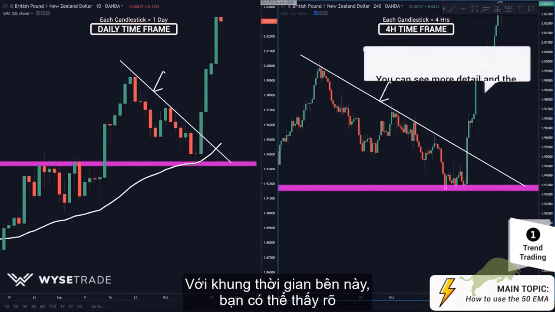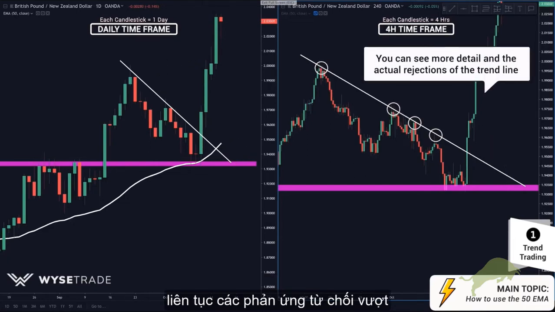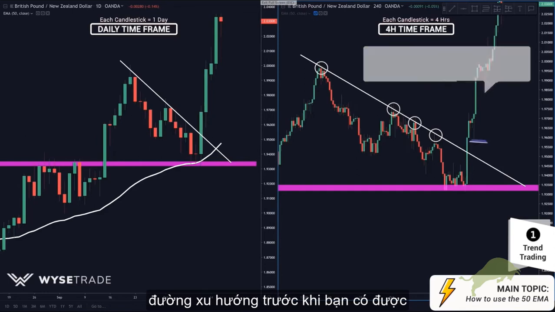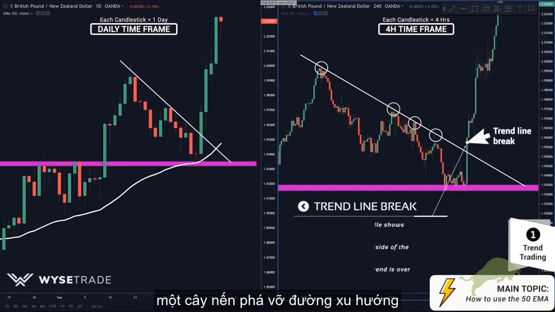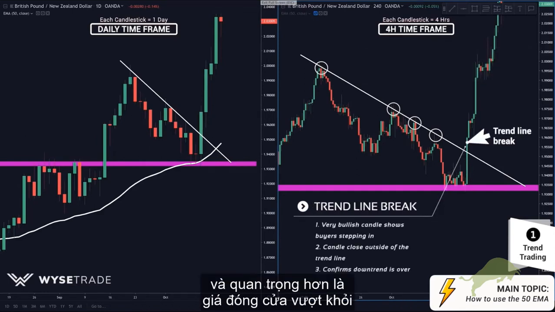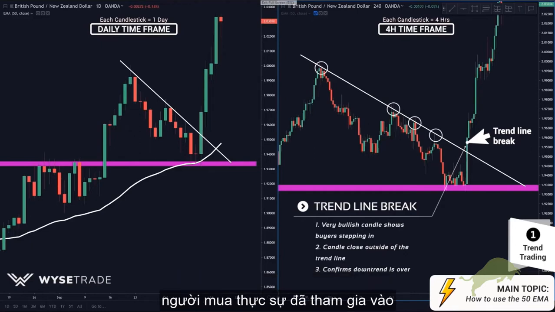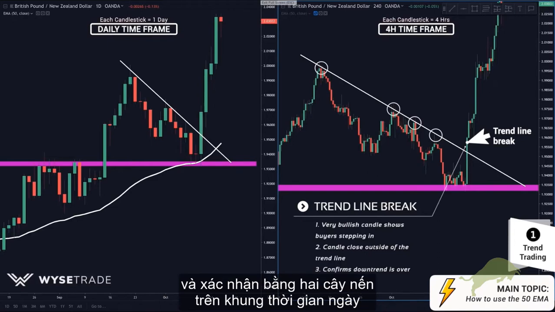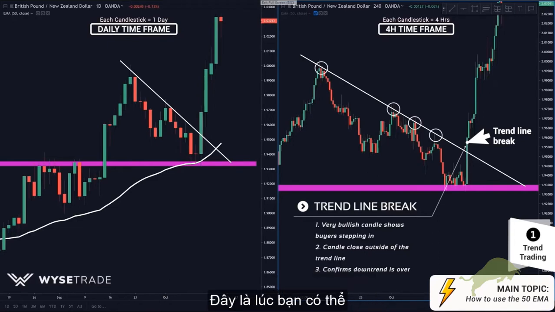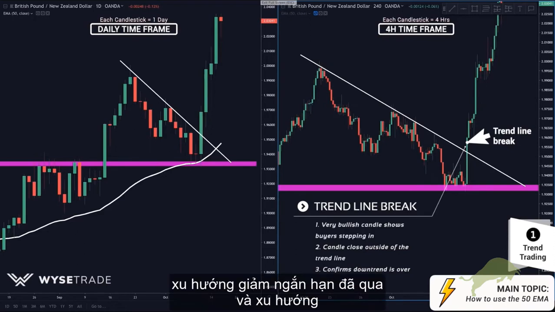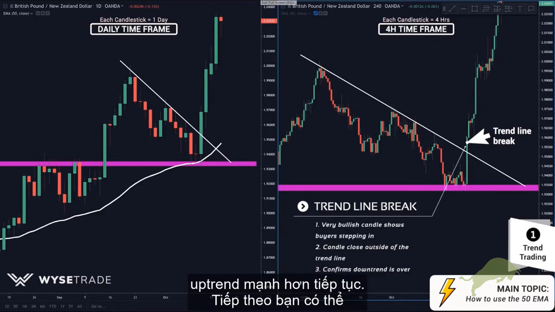Now on this time frame, you can clearly see all the rejections of the trend line before you had a very bullish candle that broke through the trend line, and more importantly, a close outside of the trend line. The massive bullish candle shows that buyers actually stepped in and confirms the two candles on the daily time frame. This is when you had confirmation that the short-term downtrend is over and that the bigger uptrend can continue.